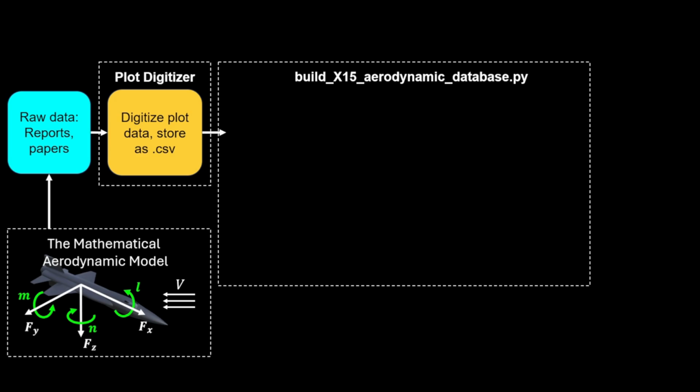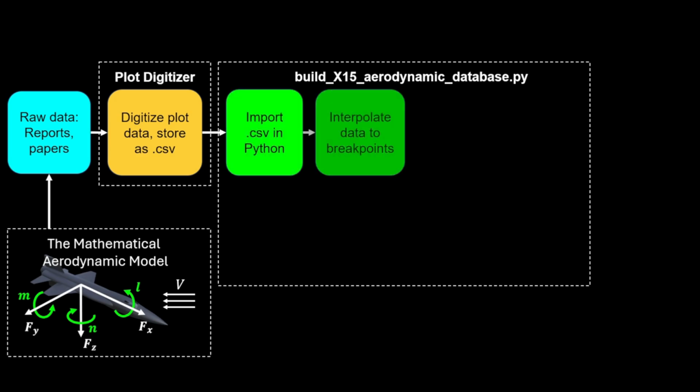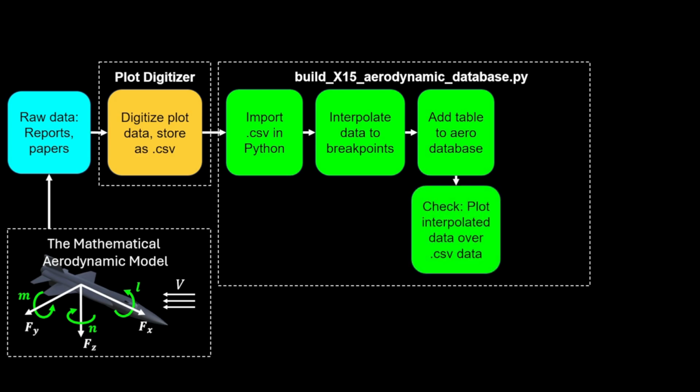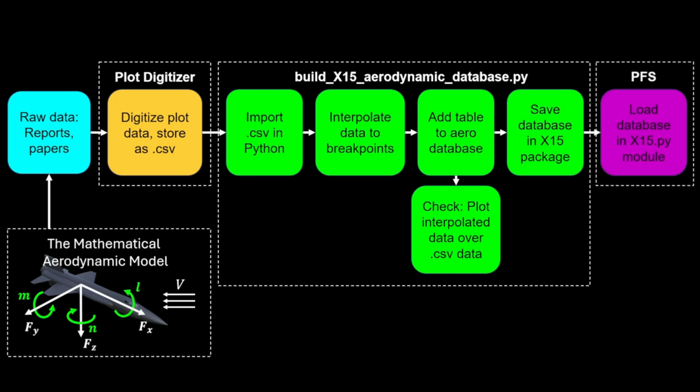The script imports the data, processes it, and arranges it in a way that our simulation can understand. You see, the digitized data needs to be interpolated to a common set of breakpoints. We save it in a format that our flight simulator can use. Ultimately, we obtain a database with a set of coefficients that describes all 3 axes of flight. Let's take a closer look at the core of it all, the aerodynamic model.